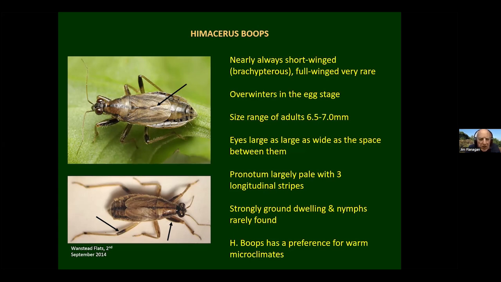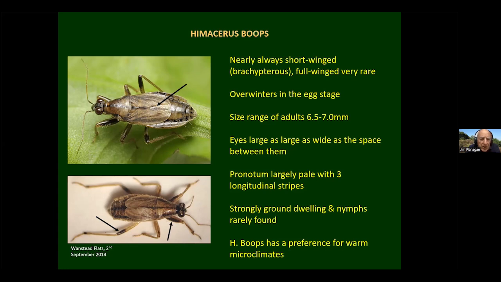But as you can see, it's got huge eyes. The eyes are actually as big as there's space on the head between them. And one of the other noticeable things is that it is very dense. The forewings are, again, brachypterous. This is short-winged, and it's almost always brachypterous, short-winged, and full-winged forms are very rare.